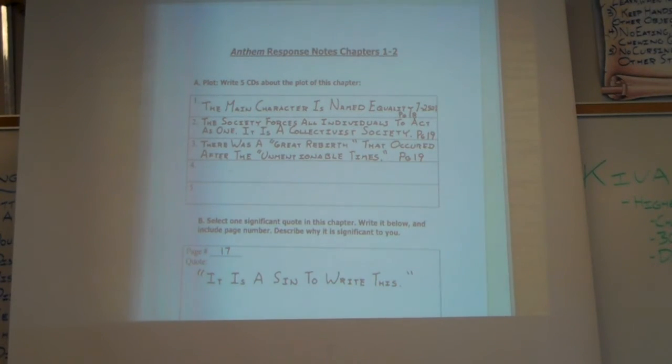The third one, you'll notice that I have 2 terms that are in quotation marks. The reason I did that is because those terms are taken directly from the text. Hopefully at some point I'll be able to figure out exactly what they mean, but right now I thought it was important, so I placed it on my response notes. There was a great rebirth that occurred after the unmentionable times, and this occurred on page 19. Again, if I can come back to it later and find out what those mean, I would write it down.